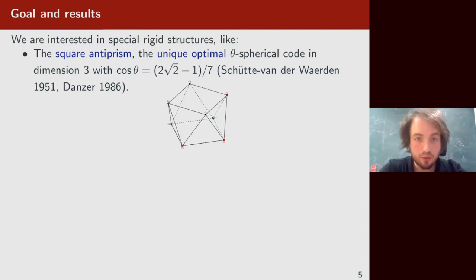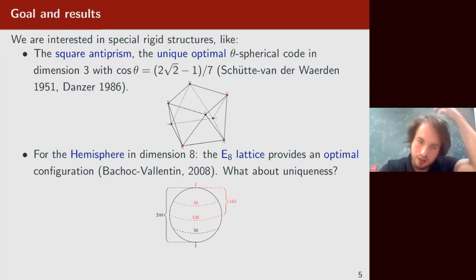And another example, for instance, is if you look at this problem in the hemisphere in dimension 8. You know that if you look at the whole sphere, the kissing number, the answer is given by the E8 lattice. So this gives you some configuration on the hemisphere. And it was first conjectured by Oleg that this was optimal. And actually this was proven by Bachoc and Valentin in 2008, but they couldn't prove the uniqueness. And so our first motivation for this project was to prove uniqueness of this configuration.